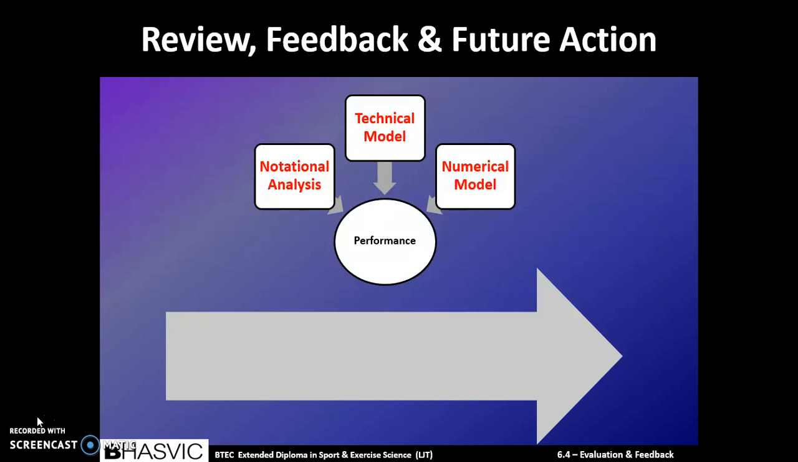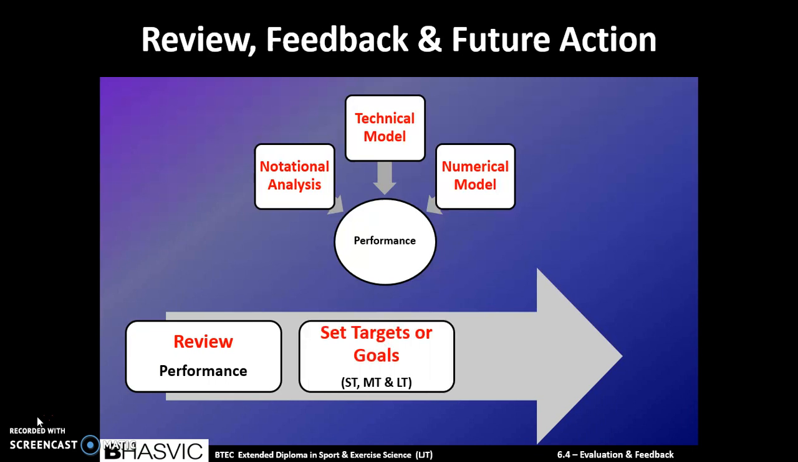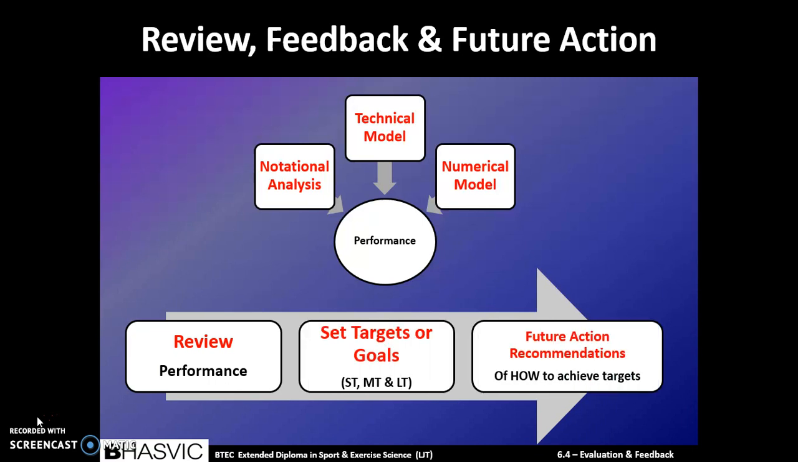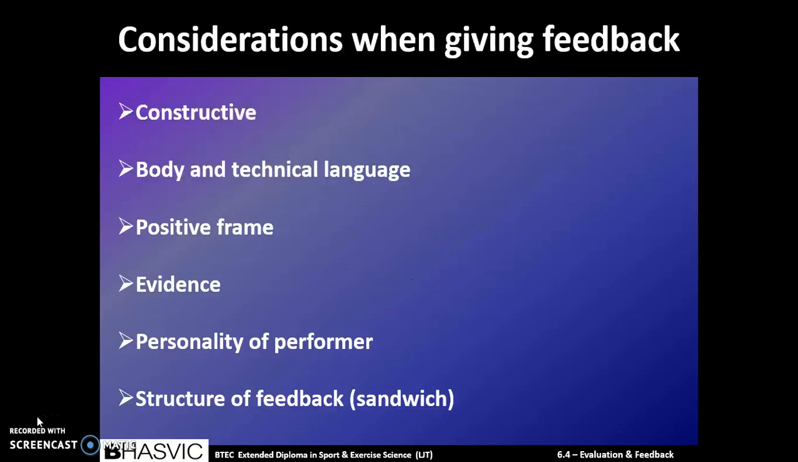So we're going to be reviewing the notational analysis, the technical model and numerical model. We'll review performance, we'll set targets or goals, and then recommendations of how to reach these goals, and why.